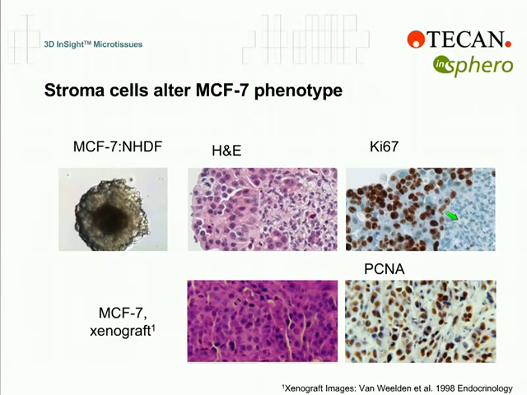When we compare now the morphology of the MCF7 in the co-culture system with the morphology in the xenograft system, we see that the co-culture system more closely resembles the morphology of the xenograft in vivo.